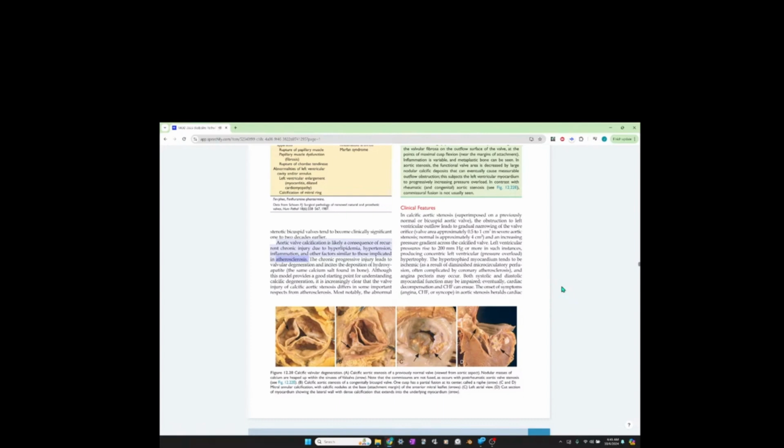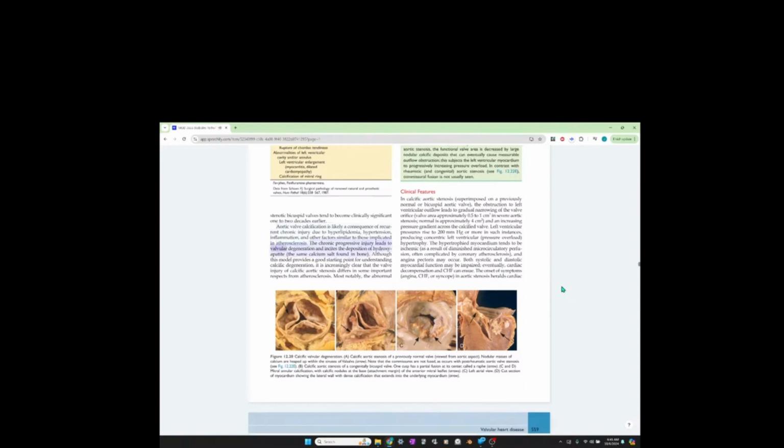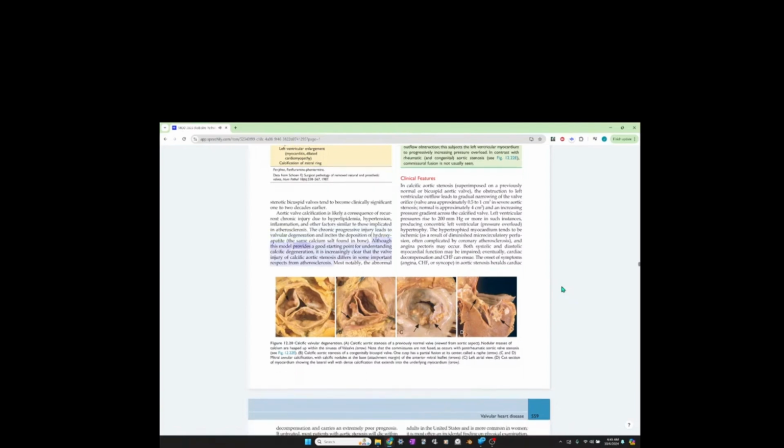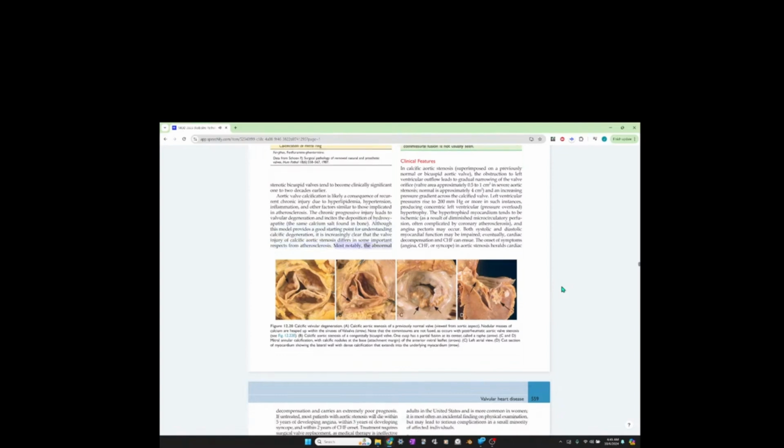The chronic progressive injury leads to valvular degeneration and incites the deposition of hydroxyapatite. Although this model provides a good starting point for understanding calcific degeneration, it is increasingly clear that the valve injury of calcific aortic stenosis differs in some important respects from atherosclerosis. Most notably, the abnormal valves contain cells resembling osteoblasts that synthesize bone matrix proteins and promote the deposition of calcium salts. Moreover, interventions that improve atherosclerotic risk do not appear to significantly prevent valvular calcific degeneration.